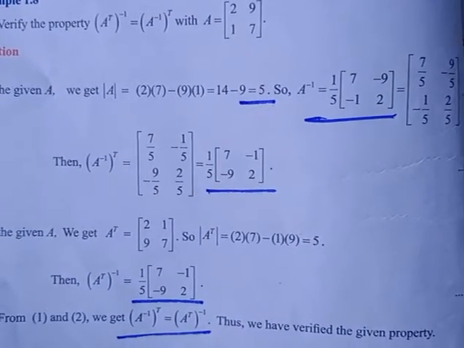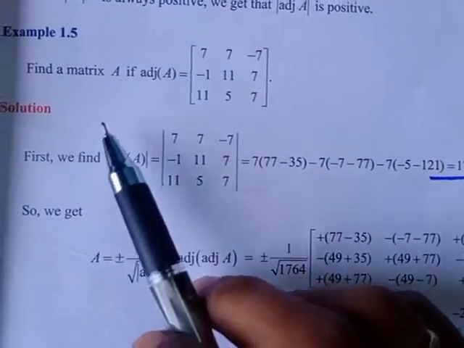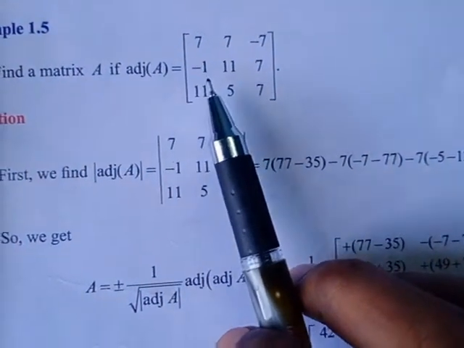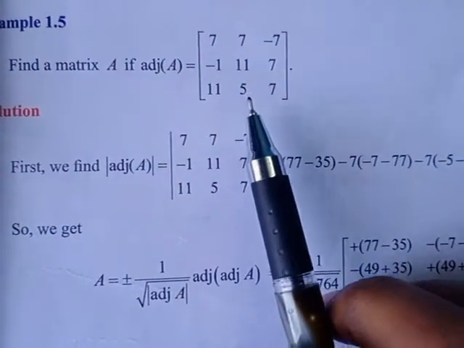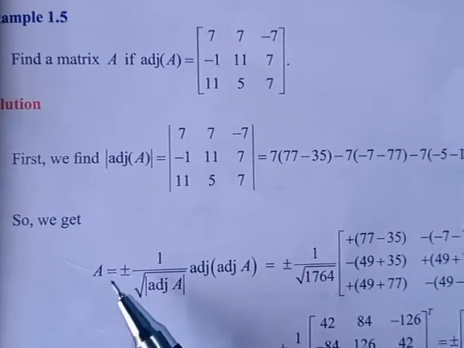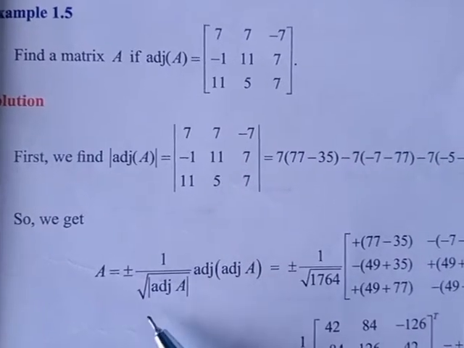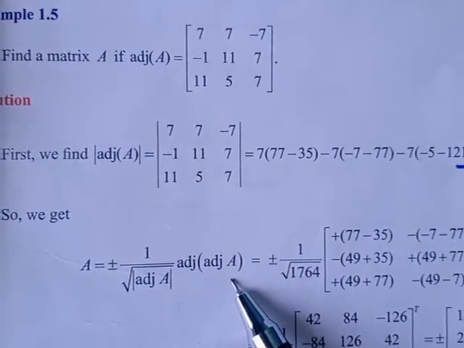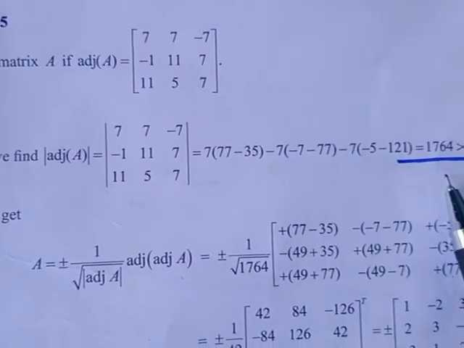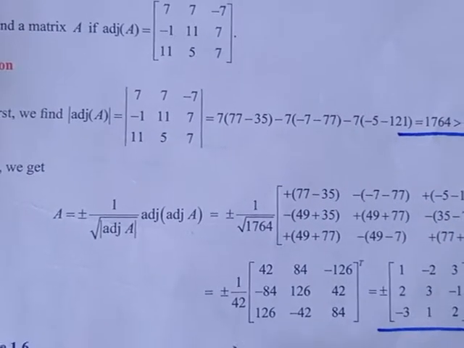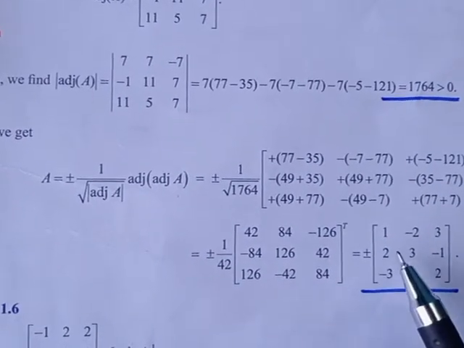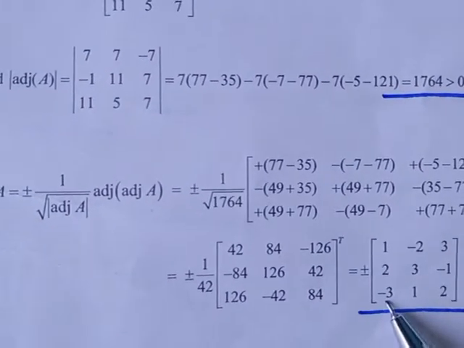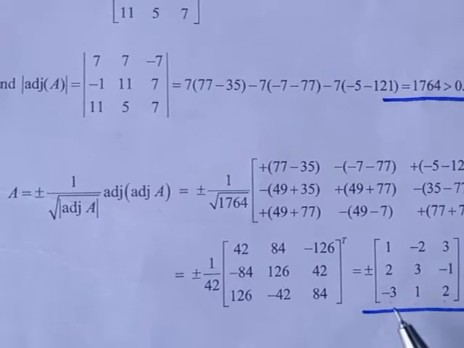The next assignment problem is: find a matrix A if adjoint A equals 7 7 minus 7 minus 1 11 7 11 5 7. We know the formula for A is plus or minus 1 divided by the square root of the determinant of adjoint A, into adjoint of adjoint A. So the determinant of adjoint A value is 1764. Then the matrix A is plus or minus 1 by 2 into minus 2 3 2 3 minus 1 minus 3 1. This is the answer for this problem.